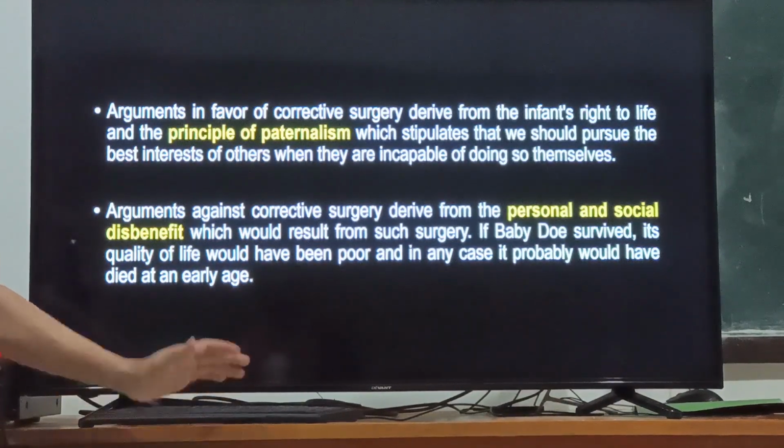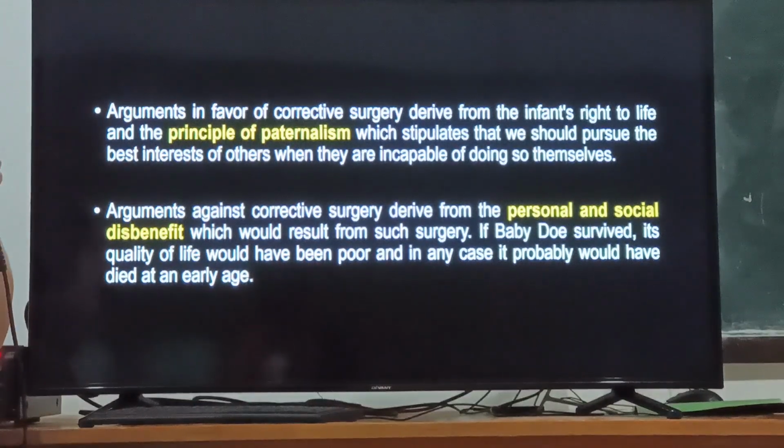Now, arguments in favor of corrective surgery derive from the infant's right to life and the principle of paternalism, which stipulates that we should pursue the best interest of others when they are incapable of doing so themselves. Take note of the right to life. That Baby Doe, even if he or she has physical and mental disabilities, has the right to life.